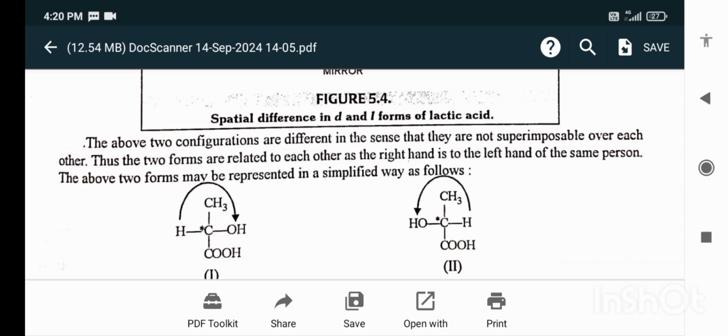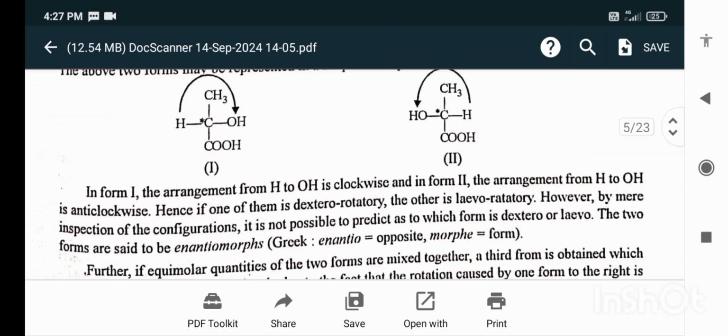Thus, the two forms are related to each other as the right hand is to the left hand of the same person. The above two forms may be represented as follows: in form first, the arrangement from H to OH is clockwise, and in form second, the arrangement from H to OH is anticlockwise. Hence, if one of them is dextrorotatory, the other is levorotatory. However, by mere inspection of the configurations, it is not possible to predict which form is dextro or levo. The two forms are said to be enantiomorphous.